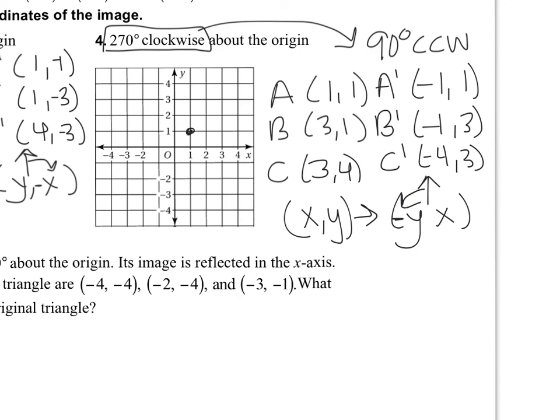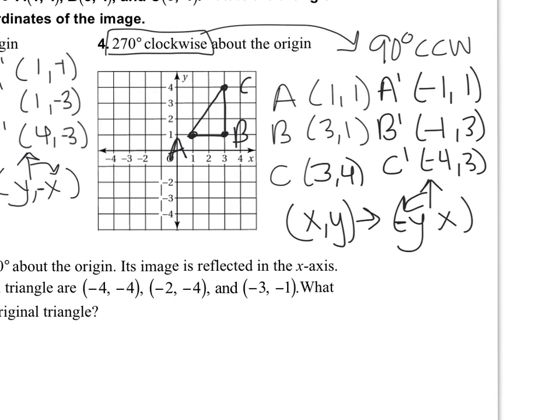So let's graph the original, 1, 1, 3, 1, and 3, 4. Label them correctly. And then let's graph our image. Negative 1, 1. Negative 1, 3. That's B prime. And negative 4, 3. C prime. And this was A prime. So that is a rotation of 270 degrees clockwise, which we know is the same as 90 degrees counterclockwise.